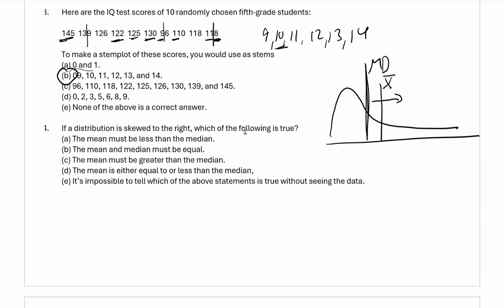But in any case, the mean is greater than the median when we have a skew to the right curve. So it cannot be B. The mean must be less than the median? No, that's not true. That's for skewed left. The mean must be greater than the median, so it's got to be C.